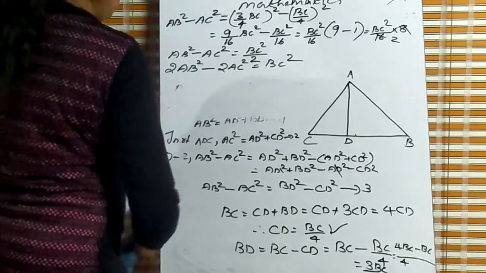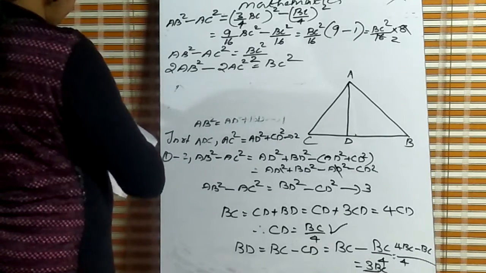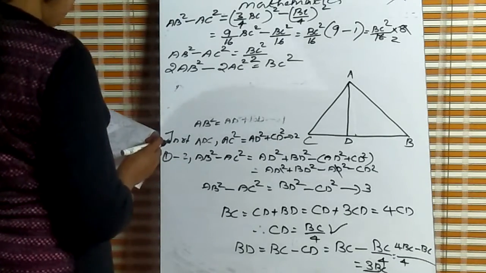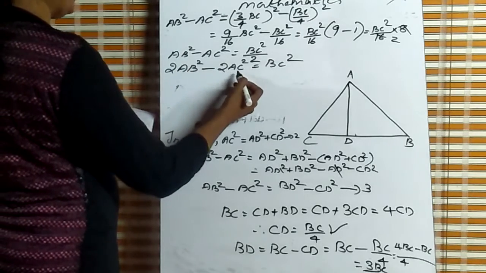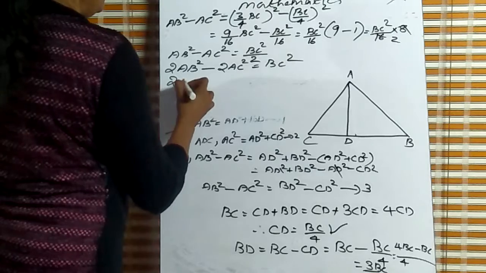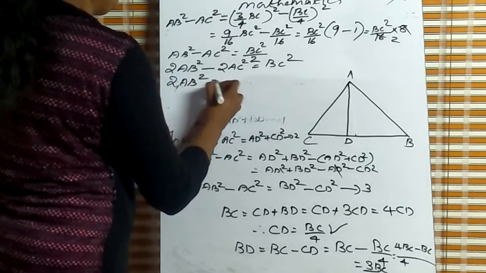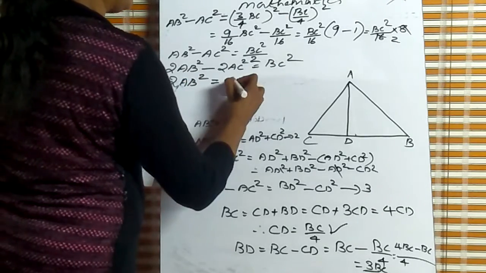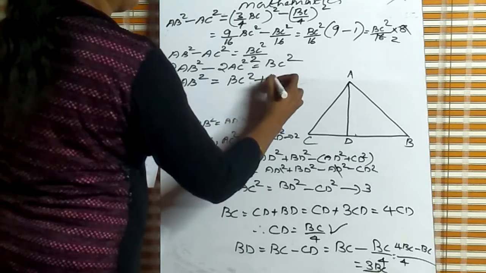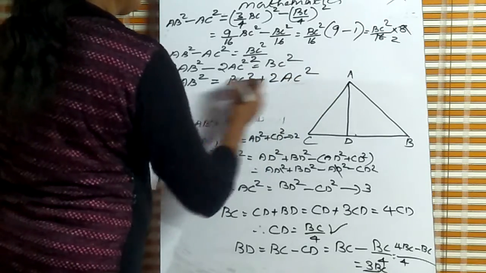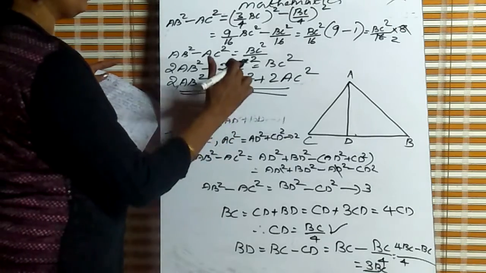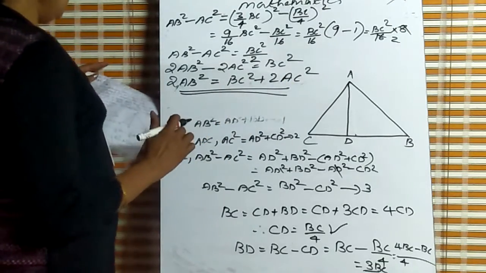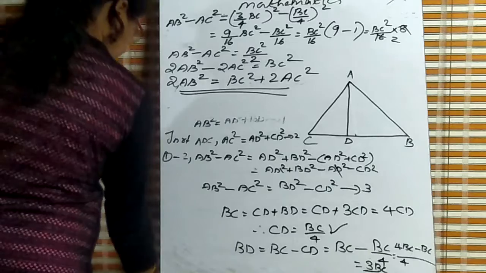What we have to prove here? Our question is to prove that 2AB square is equal to 2AC square plus BC square. 2AB square is equal to, this goes to the right side, BC square plus 2AC square. To prove that 2AB square is equal to BC square plus 2AC square.